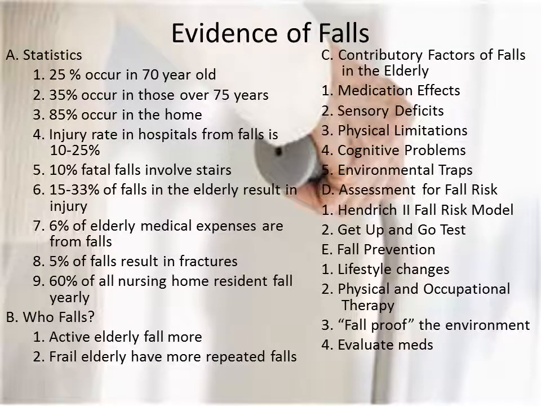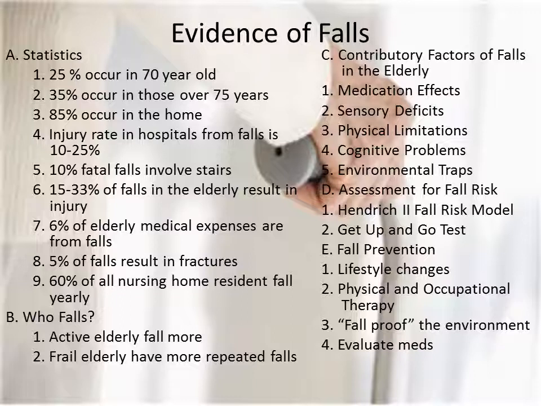Evidence of falls. Statistically, 25% of the falls occur over 70 years of age. 35% of falls are those who are over 75, and 85% of falls occur in the home. Injury rate in hospitals from falls can be 10 to 25%. That's too high. 10% of fatal falls involve stairs, and 15 to 33% of falls in elderly result in injury. And you can read further of all these interesting percentages of falls statistics.